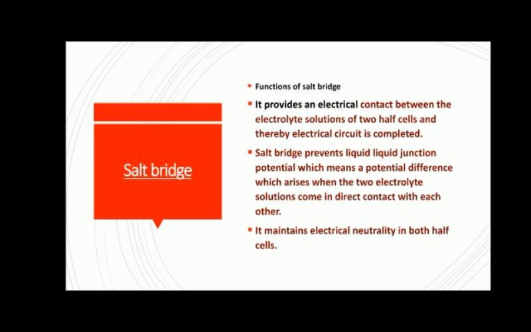Now, functions of the salt bridge. The salt bridge provides an electrical contact between the electrolytic solutions of the two half cells, and thereby the electrical circuit is completed. The salt bridge prevents liquid junction potential, which means a potential difference which arises when the two electrolyte solutions come in direct contact with each other. It maintains electrical neutrality in both half cells.